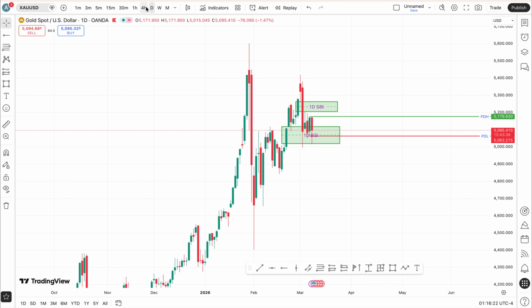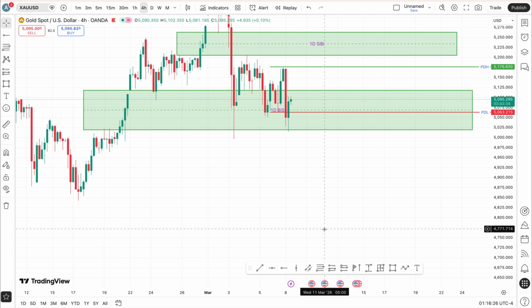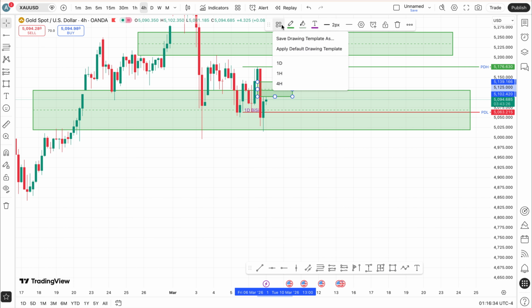We now move on to 4-hour. 4-hour has created a sell side imbalance, a fresh sell side imbalance. After a large Asia session displacement like this, we look carefully for 4-hour inefficiencies and voids.